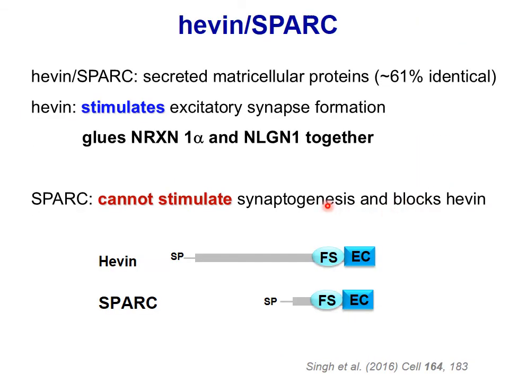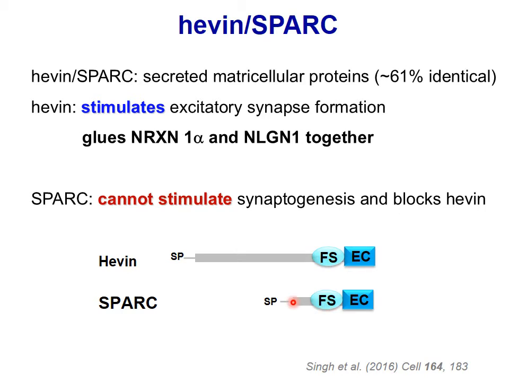Hevin and SPARC are matricellular proteins secreted by astrocytes. Hevin can stimulate excitatory synapse formation by promoting adhesion between neurexin alpha and neuroligin 1. SPARC, in contrast, does not stimulate synaptogenesis, and it can block Hevin. Hevin and SPARC are very similar, but Hevin contains a very long N-terminal region that is not found in SPARC.